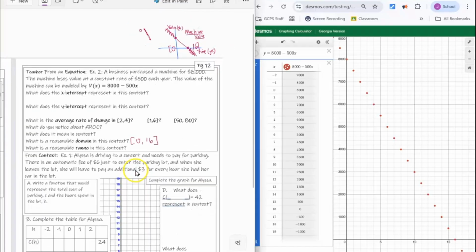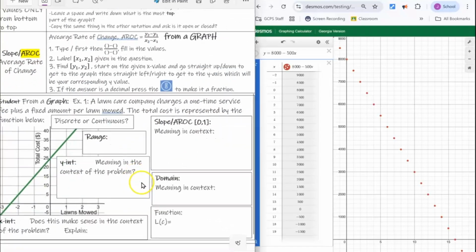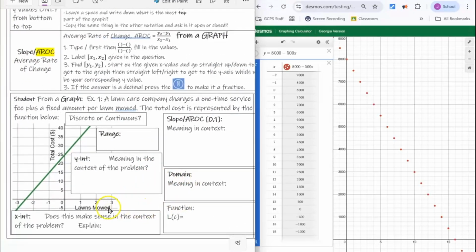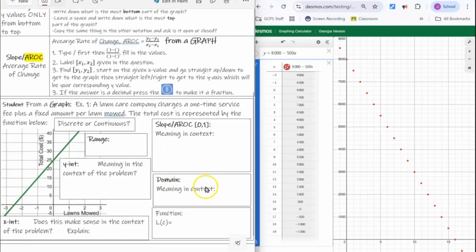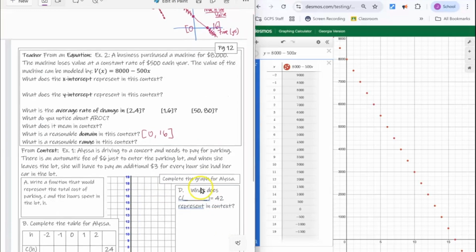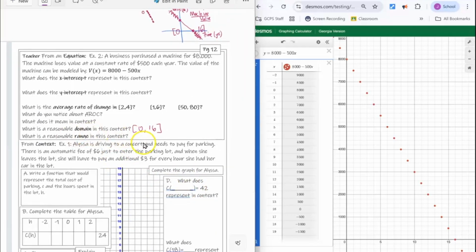Okay, so now go ahead and find out what your domain is. So what is your domain? So you highlighted your x. What's the leftmost number? What's the rightmost number in terms of what makes sense for your problem? And then write it right there. I can see we need to write a mean and in context. So I'm going to go ahead and write a mean and in context, even though I don't have it on my question.